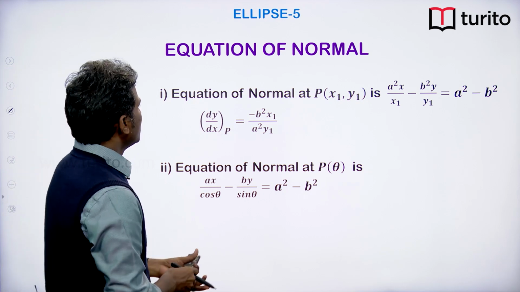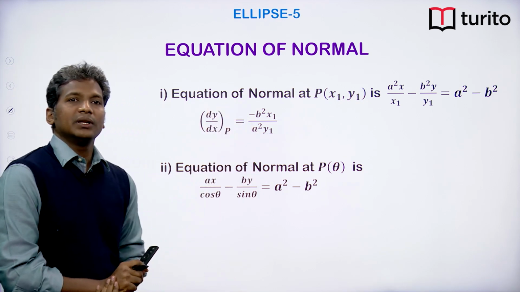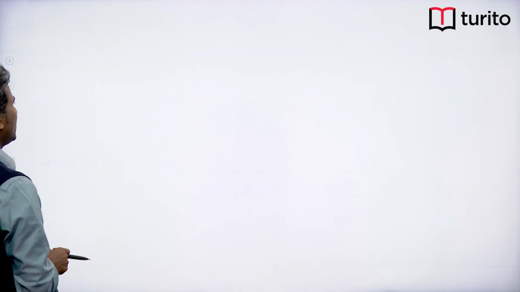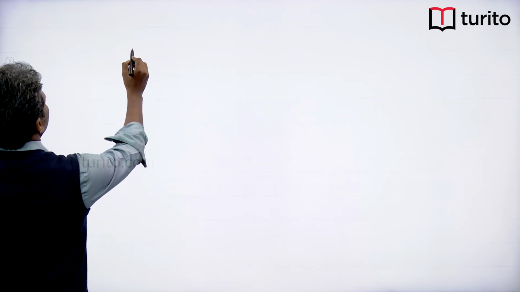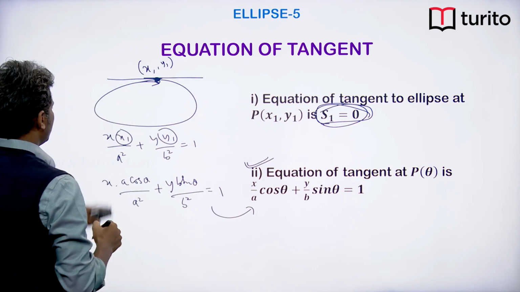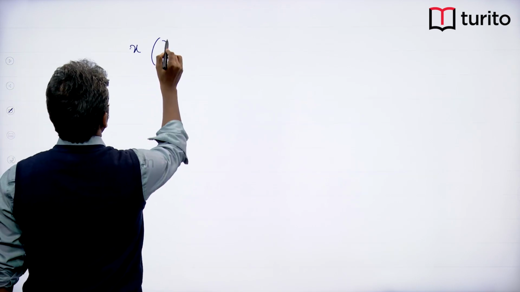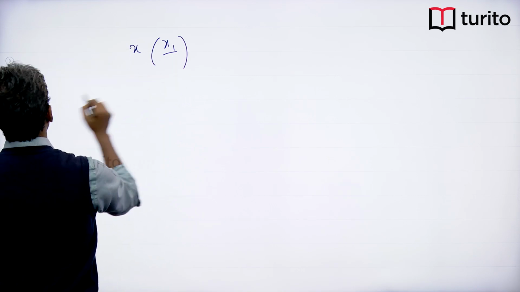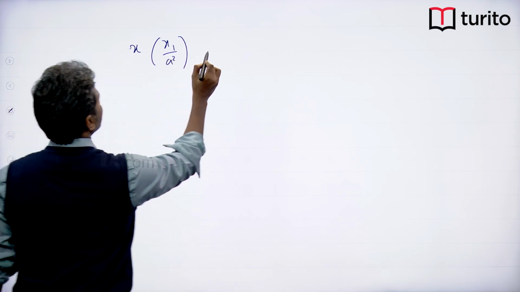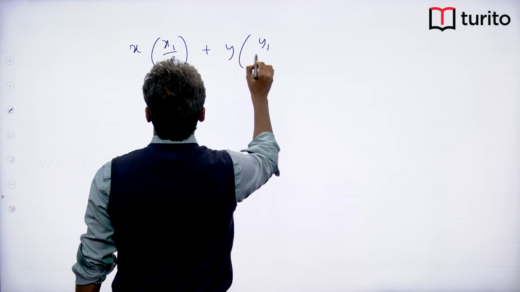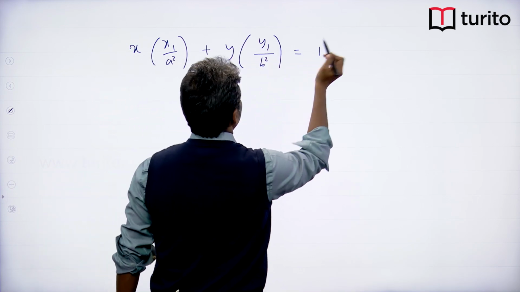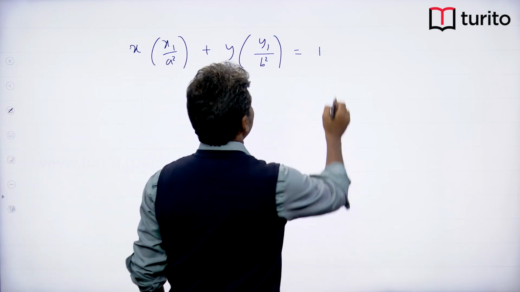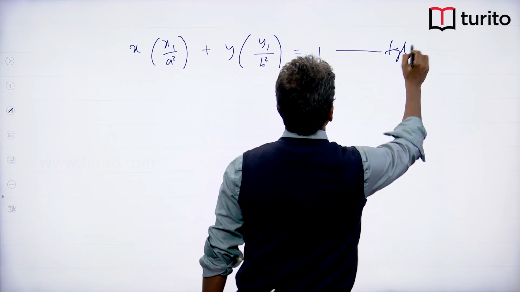Next, what could be the equation of normal at any point x1, y1? To understand this, let me explain this pattern. We know that here, if you observe, x into x1 by a square plus y into y1 by b square is equal to 1. We know that this is the equation of tangent at the point x1 comma y1. Okay, this is the tangent.